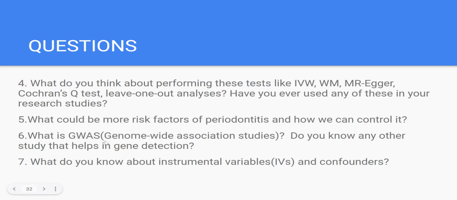And the sixth is, what are genome-wide association studies? And do you know any other study that helped in gene detection, like genetic variants, SNPs, etc.? The seventh is, what do you know about instrumental variables and confounders?